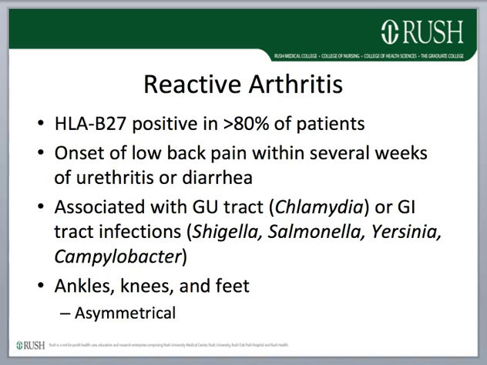Reactive arthritis also shows a strong association with HLA-B27, but the exact role it plays in the pathogenesis is unknown. The typical presentation is onset of low back pain within several weeks following an episode of urethritis or diarrhea. This is an immune-mediated arthritis that is associated with GU or GI tract infections. The typically involved joints are the ankles, knees, and feet in an asymmetrical pattern.